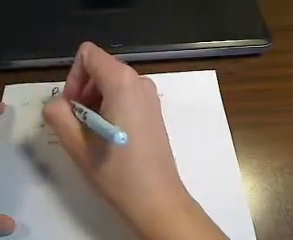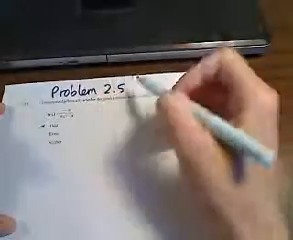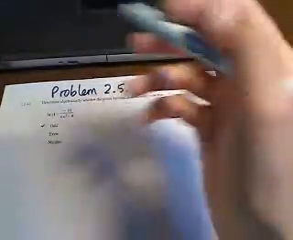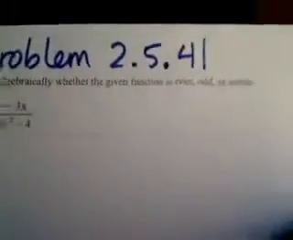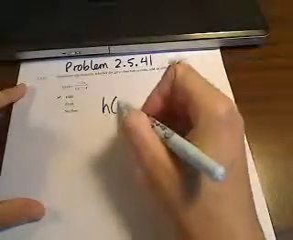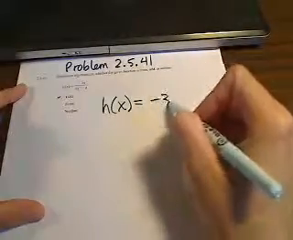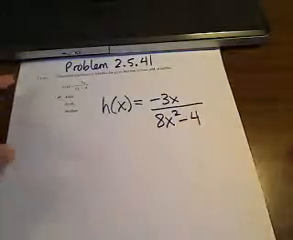Okay, so this is problem 2.5.41, and the directions here ask us essentially to determine algebraically whether the given function is even, odd, or neither. Okay, and I'm going to rewrite the function so you can see it a little better. They give us h of x is negative 3x over 8x squared minus 4.